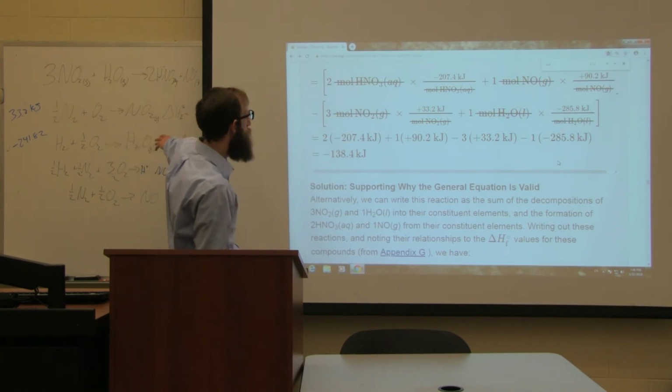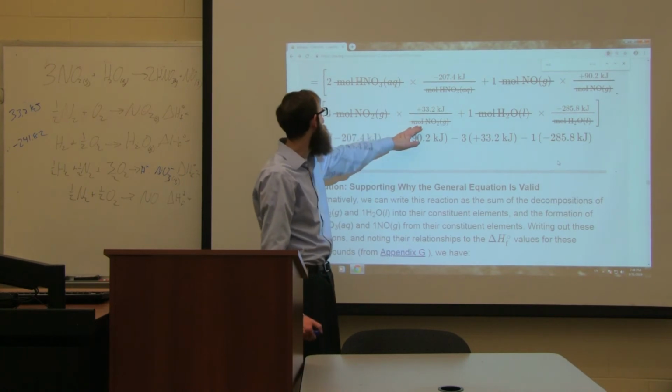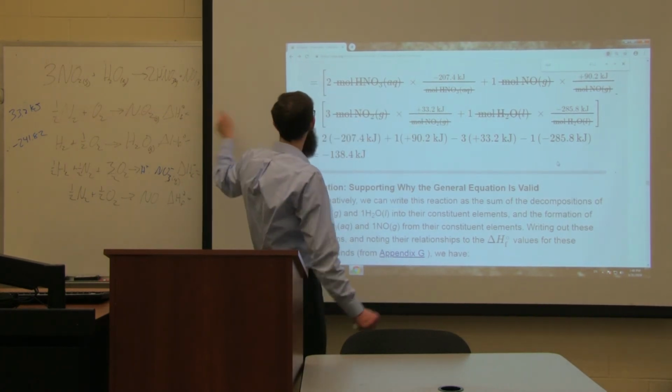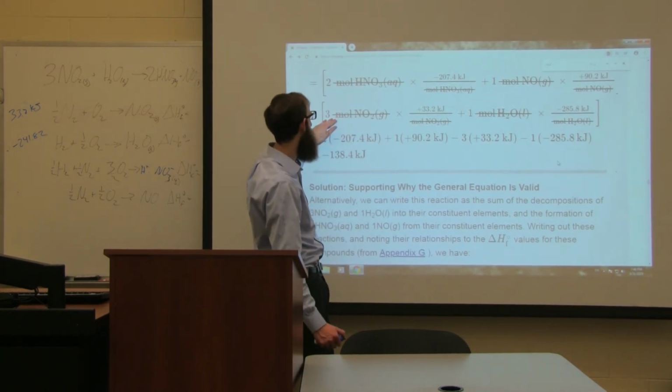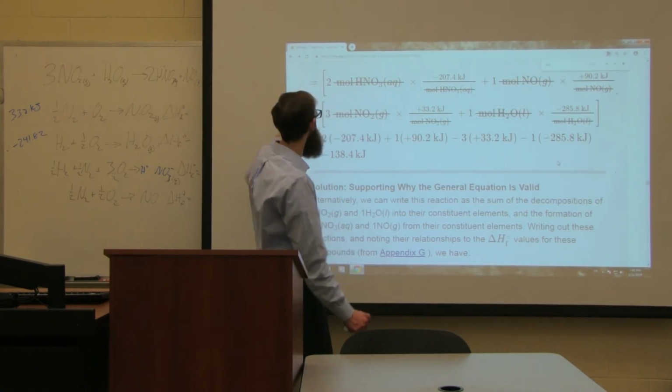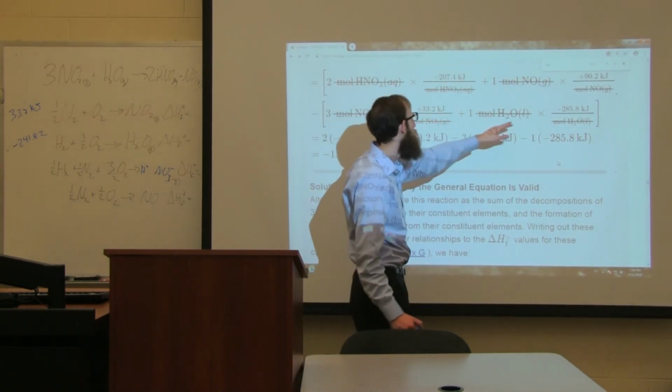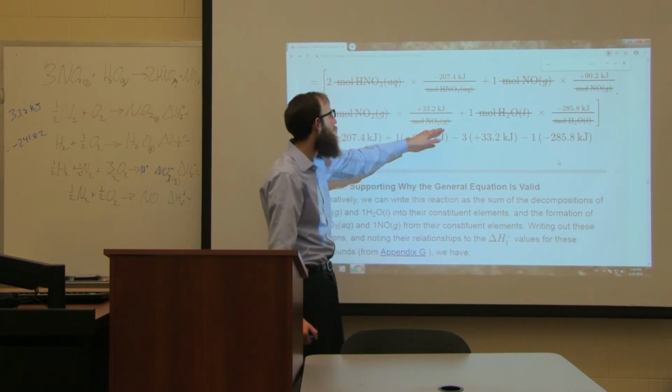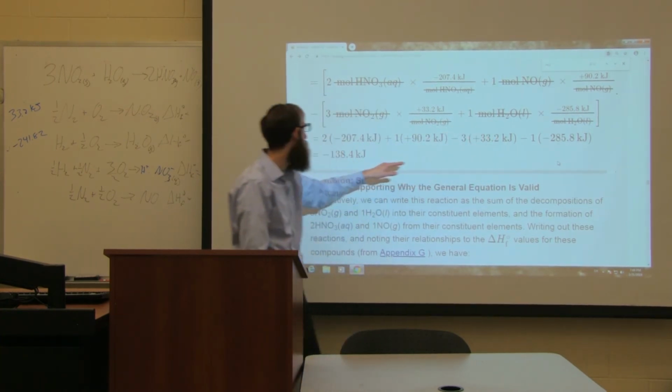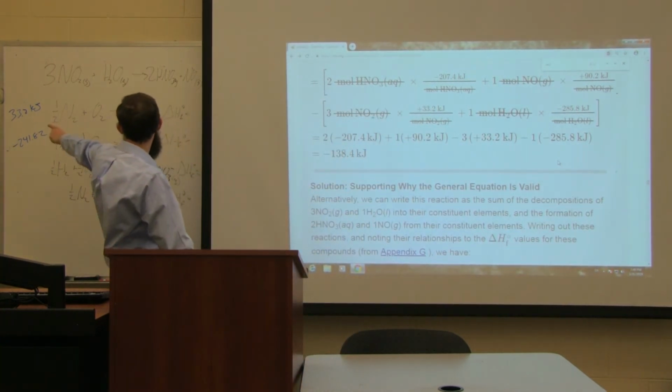Let's look at our values that we did get. 33.2 kilojoules per mole of NO2, that's right. And we have to convert it using the fact that we have 3 moles in our initial reaction, so we multiply it by 3. We add that with the amount that comes from the water. We add that, which is negative 285.